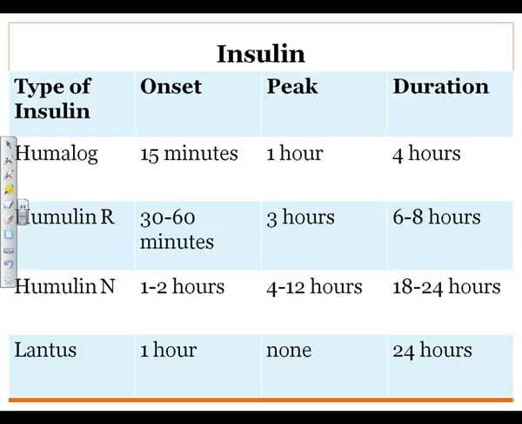So which one would you send home with them, if they would have to take it regularly? Usually it's an intermediate or a long-acting. However, the trend now is to give them one of these and one of these. Humalog's being used a lot now. So they may actually medicate themselves based on the meal that they ate, or they may give some right before they eat.